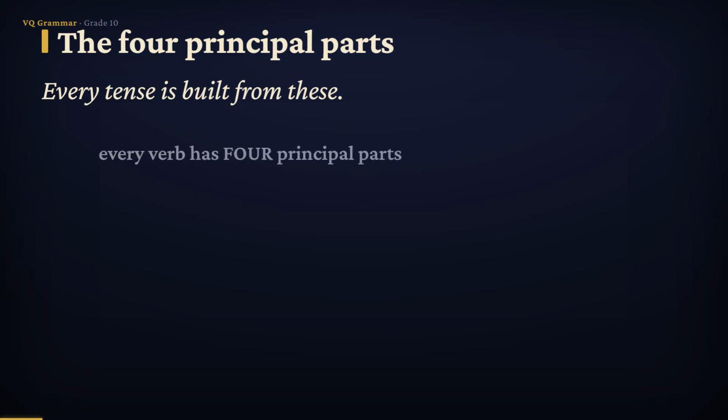Every verb has 4 principal parts. The base form, sometimes called the present form, then the present participle, the past form, and the past participle. Those 4 forms are the raw material. Every tense you will ever build is made out of them. Now, verbs differ in how they make those parts. And today we take the easy, well-behaved kind.